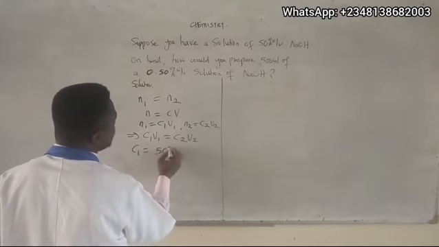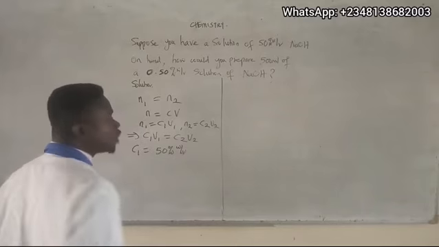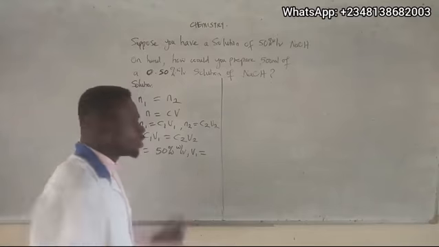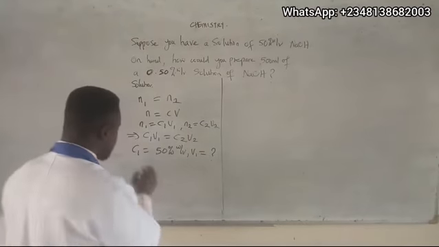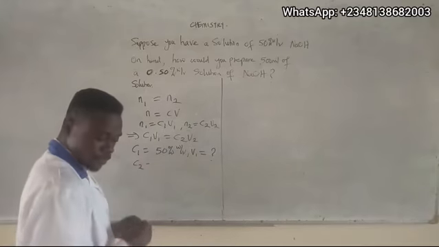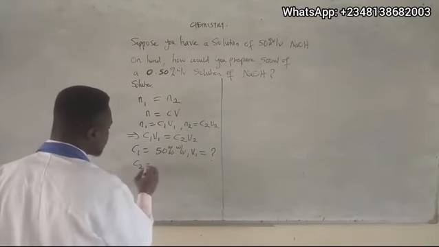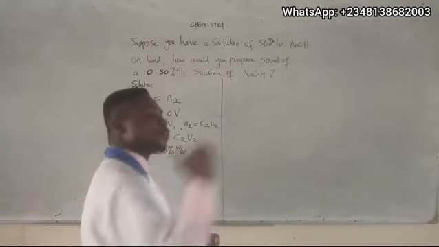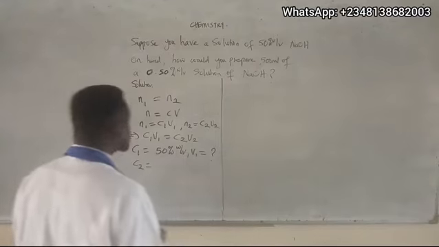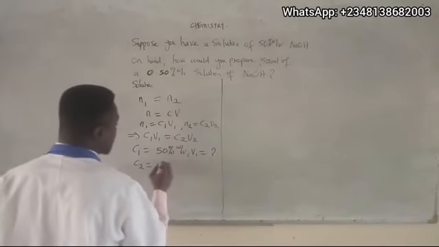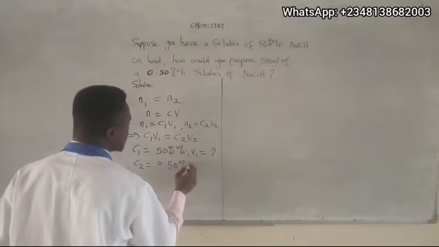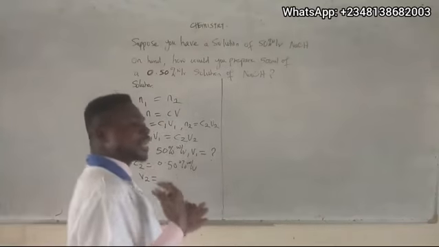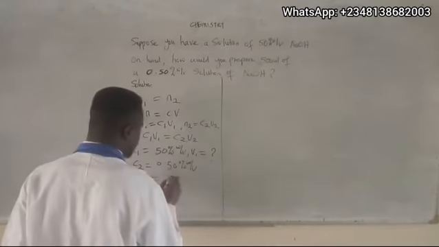Now, from this question, our C1 is 50% weight per volume. Then our V1, they didn't give us the volume, is the question mark. Then C2 is the concentration of the solution produced after the dilution. So C2, from the question, is 0.50% weight per volume, while V2 is the volume you diluted it to. From this question, 500 ml.